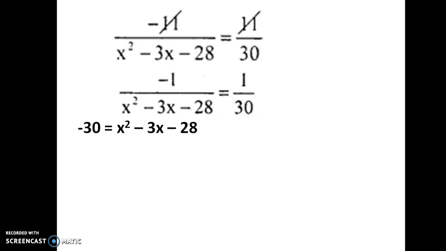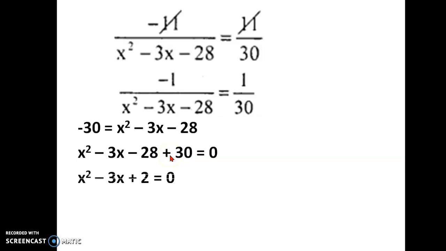So bring the minus 30 into the equation. So it will change into plus 30. Okay. So furthermore, if you simplify, you will get x square minus 3x plus 2 equal to 0. Okay, why? Because 30 minus 28 is plus 2. Okay, that's why I got plus 2 here. So this is the required quadratic equation.